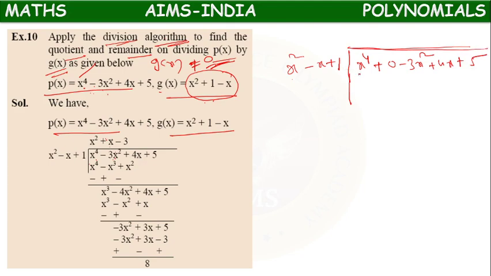Now x to the power of 4 by x square. The first term in the dividend is x to the power of 4, in the divisor x square, we will get x square. This will be the first term in the quotient. With this we have to multiply all. X square into x square, x to the power of 4. Here nothing is there means plus. A plus into minus, minus. X square into x, x cube. So x square into 1, plus x square.